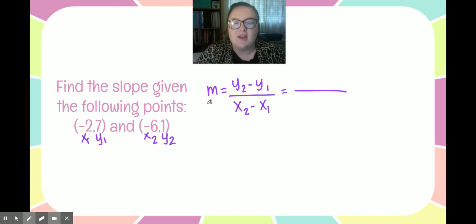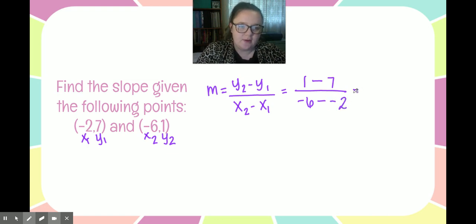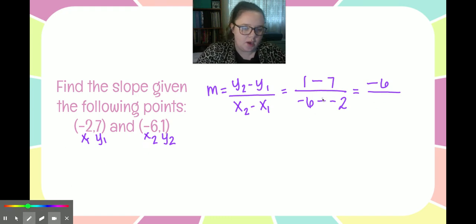So I'm going to fill them in. Y2, I look back over here and my y2 is a 1 minus y1 is a 7, x2 is a -6, minus x1 is a -2. So now I'm ready to do these calculations. I'm going to do it straight across the top. 1 minus 7. If you have 1 and then you subtract 7, that puts you all the way at -6. Then at the bottom, oh, I see a double negative there. So I'm going to grab a different color and I'm going to circle that double negative and make it into that big old plus.